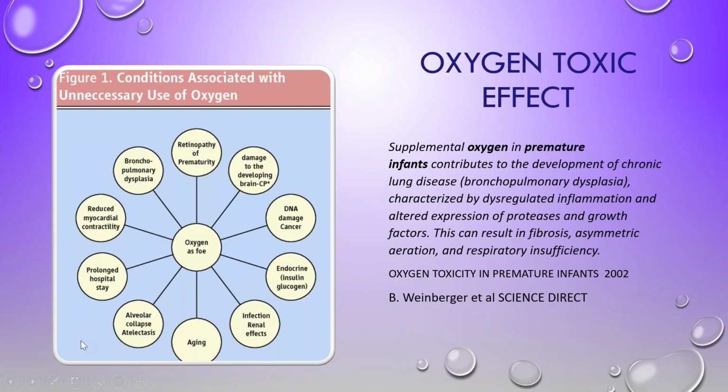So what actually happens if we overuse oxygen? We get ROP, so blindness. We get damage to the developing brain, or CP. There's DNA changes, which could lead to cancer. There's an insulin or endocrine problem, so they get raised glucose, and we stress these babies out. There's renal problems. There's early aging. There's alveoli collapse and atelectasis. There's a prolonged hospital stay. There's reduced myocardial contractility, and there's bronchopulmonary dysplasia.